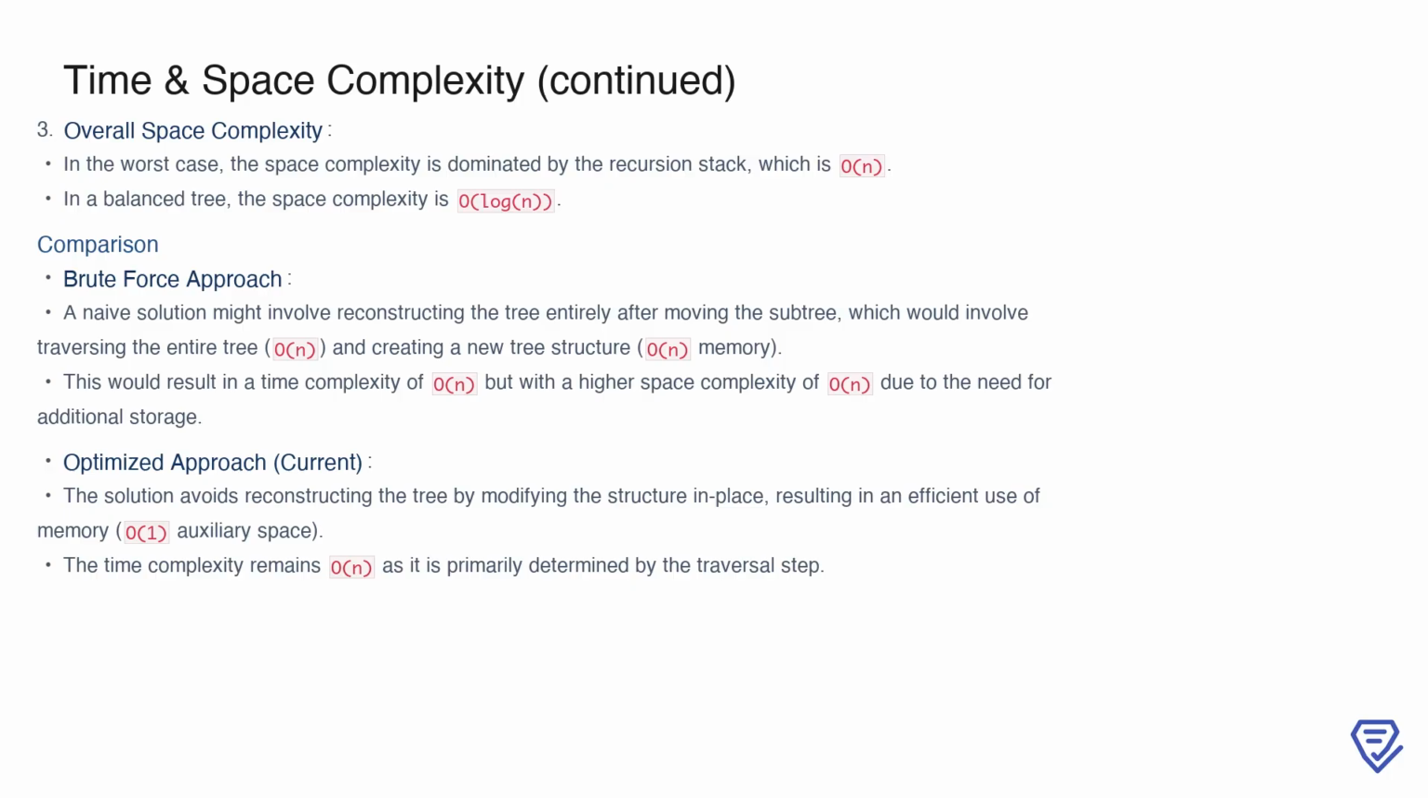Now, let's compare this with a brute force approach. A naive method might involve completely reconstructing the tree after moving the subtree. This would require traversing the entire tree, resulting in a time complexity of O(n). However, it would also demand additional space to create a new tree structure, leading to an auxiliary space complexity of O(n). In contrast, the optimized approach modifies the tree in place. This eliminates the need for extra memory, keeping the auxiliary space at O(1). The time complexity remains O(n), since it is primarily determined by the traversal step.